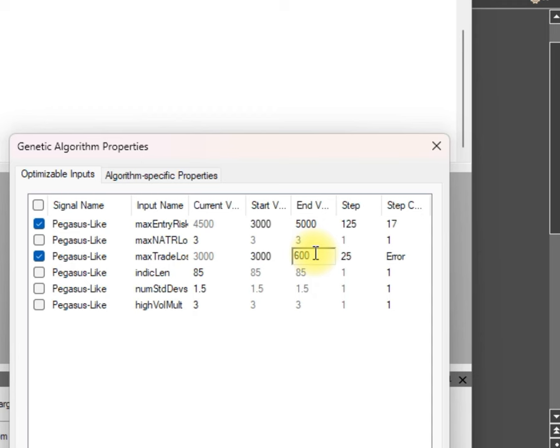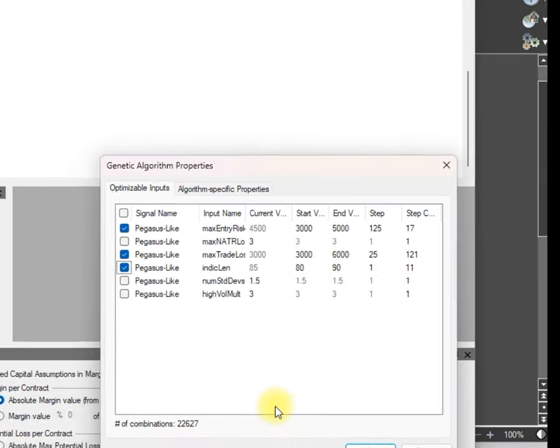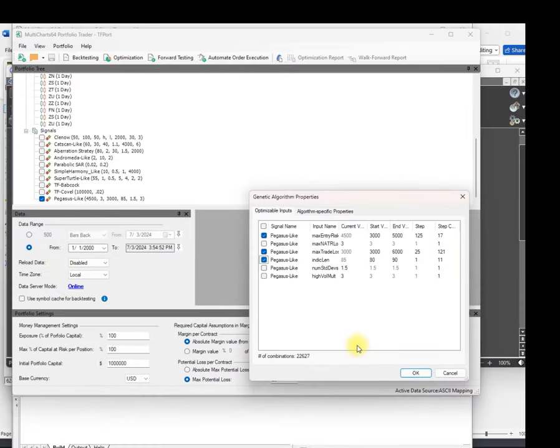It tells you error right here if that number doesn't make sense. So we got 6,000, and we've got 2,057 combinations. That's probably pretty good, but it probably wants you to go over 10,000. So let's do, there we go, 80 to 90 indicator length. And we're going to do a combination. There's 22,000 combinations, permutations using these parameters.